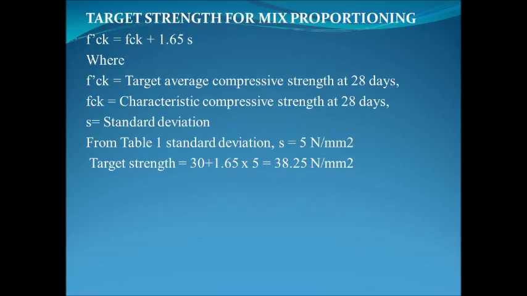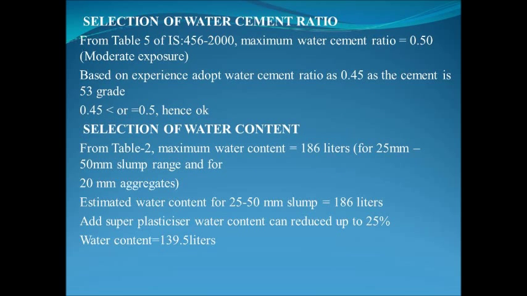Target strength for mix proportioning: f'ck = fck + 1.65 S, where f'ck is the target average compressive strength at 28 days, fck is the characteristic compressive strength at 28 days, and S is the standard deviation. From Table 1, standard deviation S equals 5 Newton per mm square.